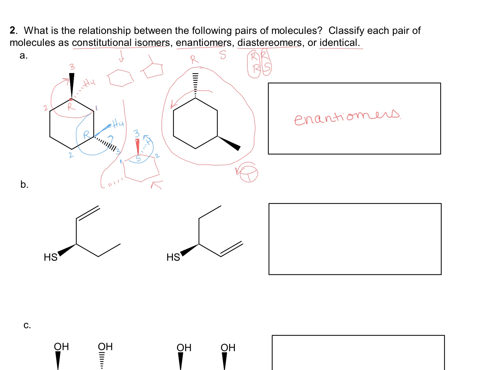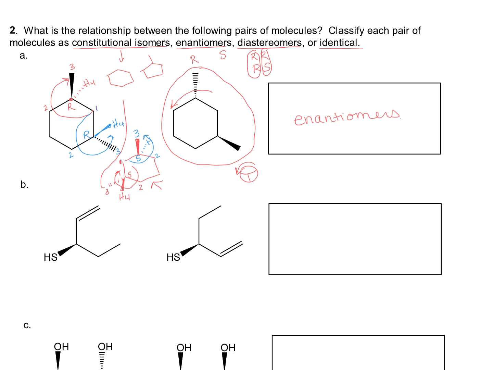And then for the bottom chiral center, same thing. 1, 2, 3, hydrogen in the front. So 1 to 2 to 3, it looks S. It looks R, but the hydrogen's in the front, so we're going to switch it. It'll be S. So the original molecule is RR, and this one's SS. So they are complete opposites of each other, which is why they are enantiomers.